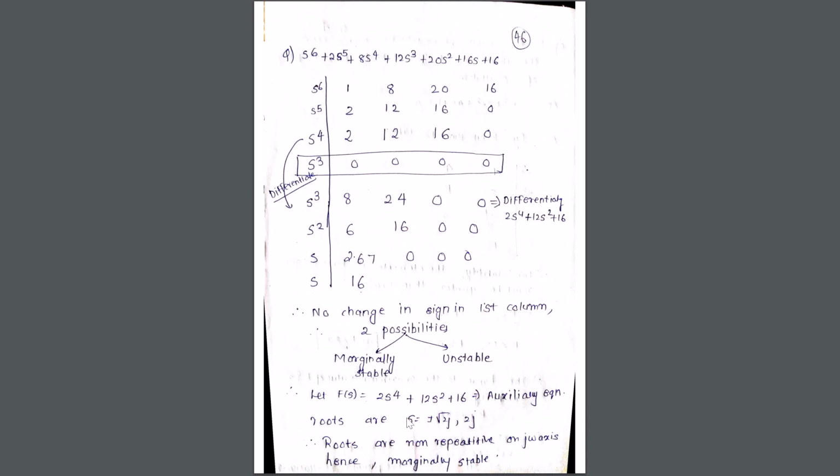and you will see that if my roots are non-repetitive, then it is a marginally stable system. So first you need to check whether there is a change in sign in the first column or not. If there is no change in sign, then my particular system can be marginally stable or unstable in case of a complete row of 0 in the table. Since the roots of my auxiliary equation, that is the equation above the row of 0, have non-repetitive terms, it is considered to be marginally stable. Had it had repetitive terms, then it would have been an unstable equation.